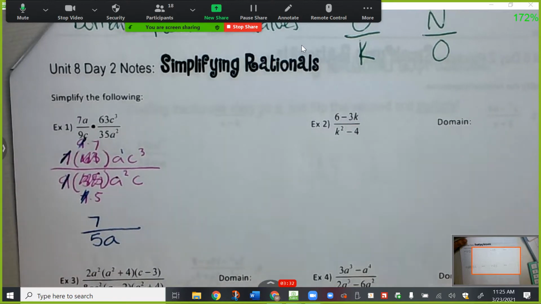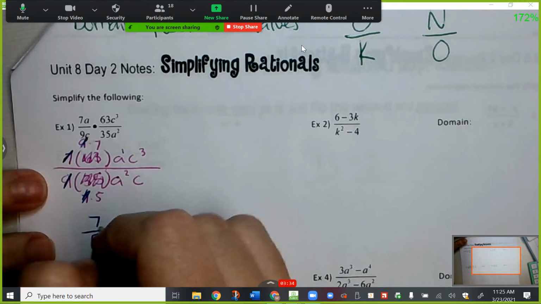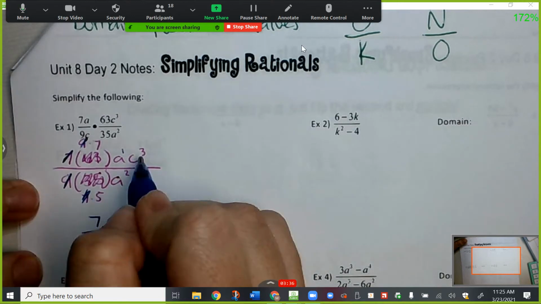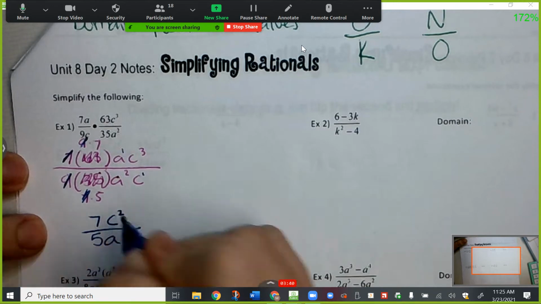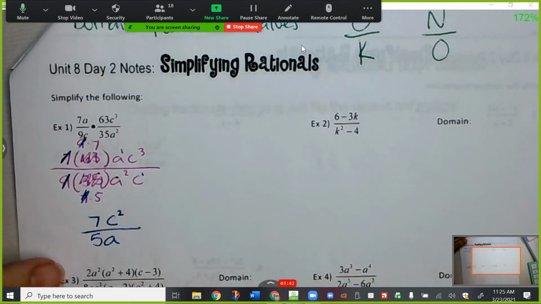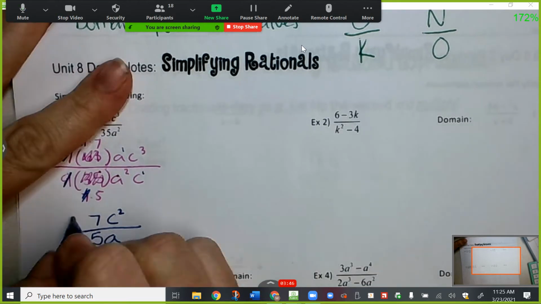Now, where do I have more C's? On top, so C is going to stay on top. I have 3 on top and 1 on bottom. What's 3 minus 1? So there's my final answer. Can that be simplified any further? No. So that's your answer.